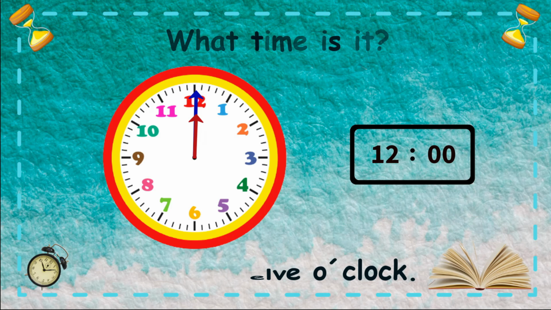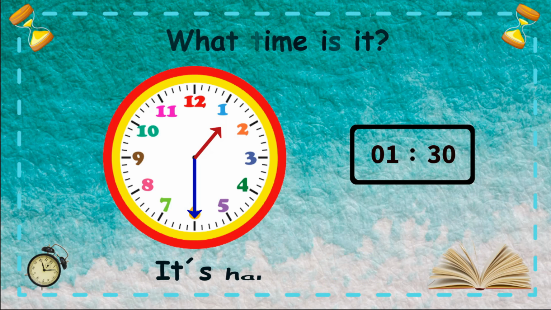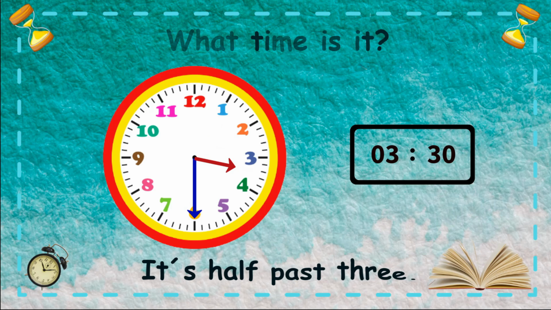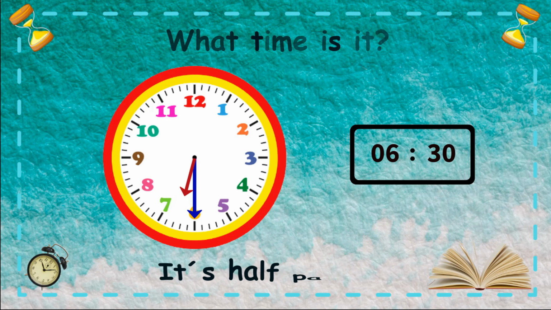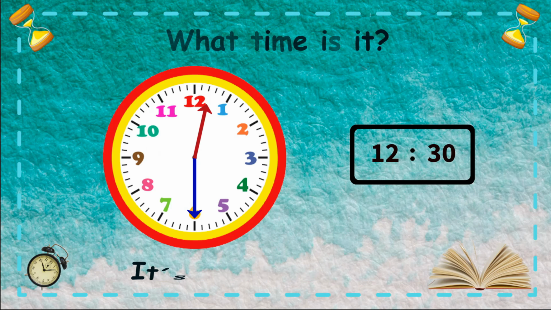When the long hand is pointing at 6, we should say it's half past. What time is it? It's 1:30. What time is it? It's 3:30. What time is it? It's 6:30. What time is it? It's 9:30. What time is it?